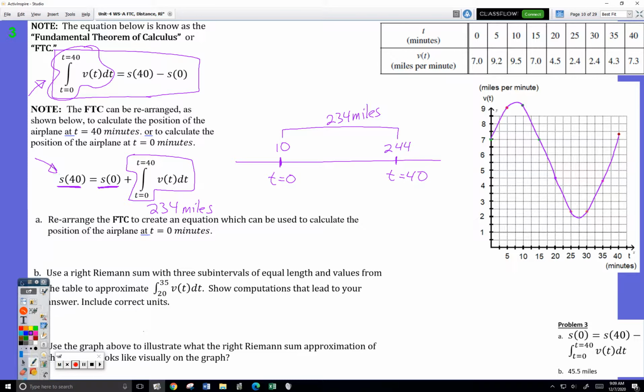Item A says to rearrange the fundamental theorem to create an equation which can be used to calculate the position of the plane at time equals 0. Well, I want the position at time 0. Please remember, this entire symbol contains a whole bunch of information. It tells you where the plane is located at a specific time. So that orange box means where the plane is at time 0, which in this example would be location 10. So the S of 0 is 10.